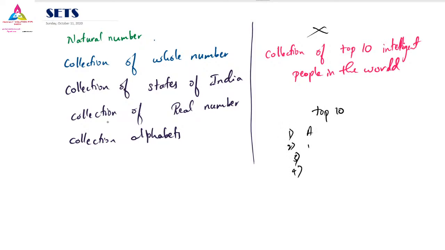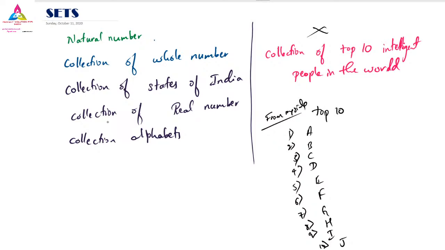So I can give that A, B, C, D, E, F, G, H, I, and then 5, 6, 7, 8, 9 and 10. So these are the 10 people who are the most intelligent, I can say. But for others, they are not the top 10 intelligent people because we can't judge them. So this is from my side, I am saying that these are the top 10 intelligent people.